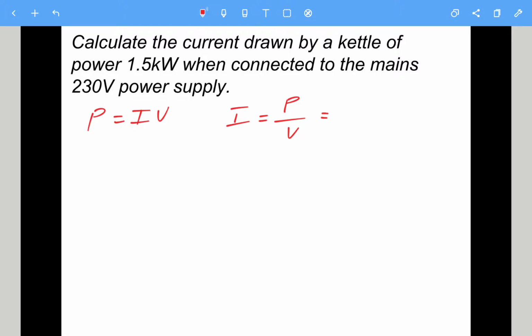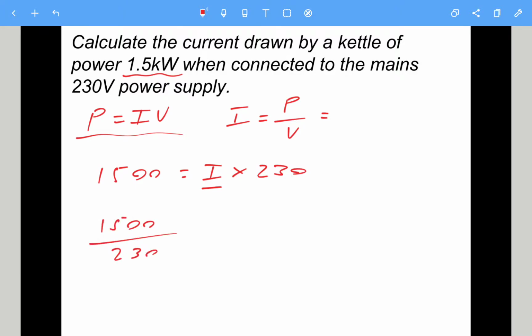If not, we can have the equation in its original form and put the numbers in straight away. So power is 1,500 because it's 1.5 kilowatts times 1,000, equals the current, I, times V, which is 230. Then we just need to make I the subject, so we need to get rid of the times 230, and to get rid of a times 230, we divide by 230. So 1,500 divided by 230 will give us 6.5 amps.